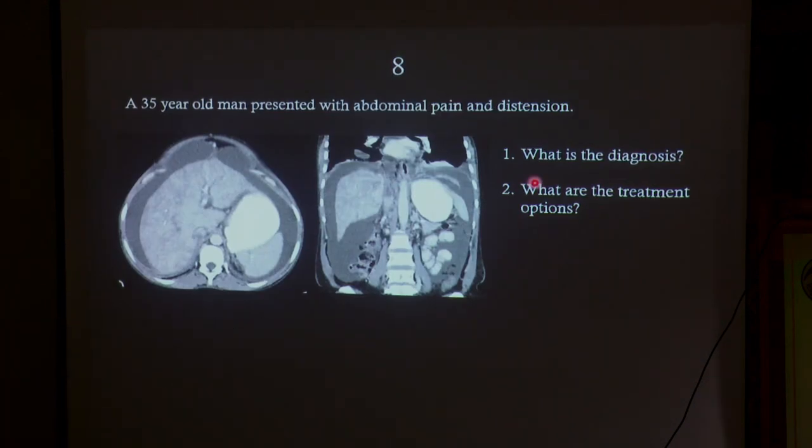The next case, a 35-year-old man who presented with abdominal pain and distension. I provided axial and coronal CT images. So what is the diagnosis? What are we able to see? What are the findings here? There is a heterogeneous liver with some nutmeg appearance, and there is caudate lobe hypertrophy, as you can see here. In the coronal section, what are you able to see here? There is occlusion of the intrahepatic IVC. So what is the diagnosis?